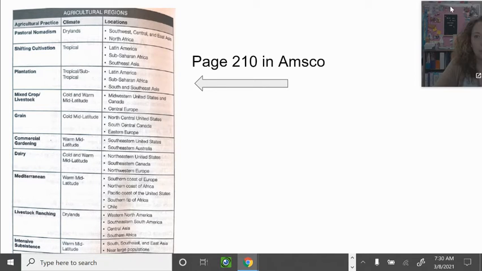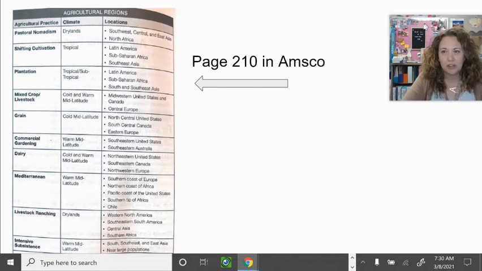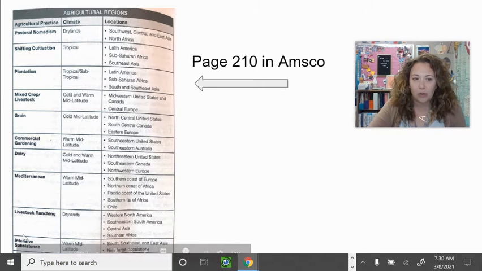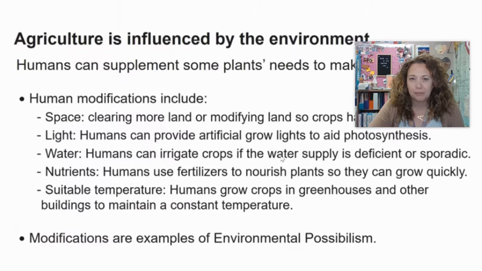Page 210 in your AMSCO book, you definitely want to be aware of this chart. It gives a whole list of many of the vocab terms you have for this unit: the agricultural practice, where it is usually practiced, the locations, and again, how the climate impacts that.